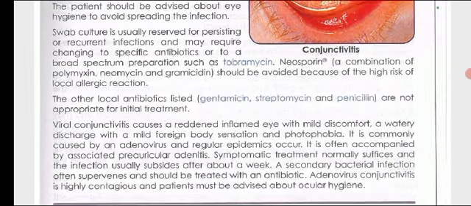Viral conjunctivitis causes a reddened inflamed eye with mild discomfort, a watery discharge with mild foreign body sensation, and photophobia. It's commonly caused by an adenovirus and regular epidemics occur. It is often accompanied by associated preauricular adenitis. Symptomatic treatment is normally sufficient, and the infection usually subsides after about a week. A secondary bacterial infection often supervenes and should be treated with antibiotic. Adenovirus conjunctivitis is highly contagious and patients must be advised about ocular hygiene.